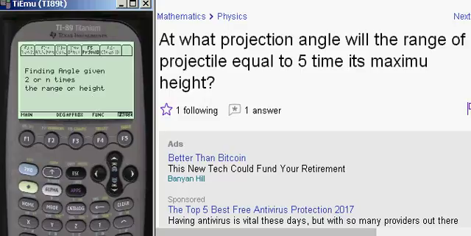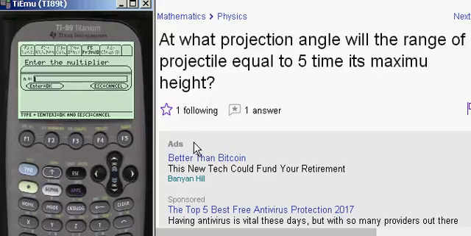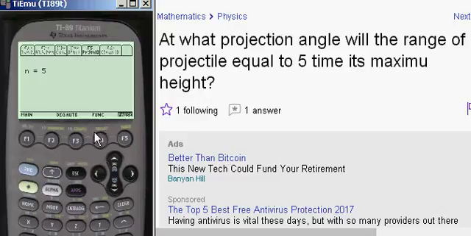There it is. And so we're going to enter 5 times here. You have to press alpha first, alpha 5. I always show you what you've answered in case you've made a mistake or want to change it. Say it's okay. And then it's 5 times the range, or 5 times the height. This equals 5 times its maximum height, so we choose number 2.